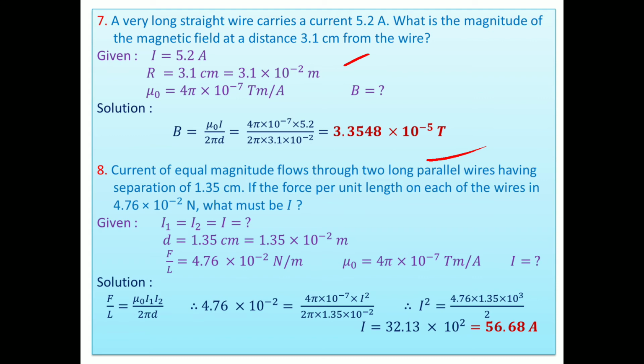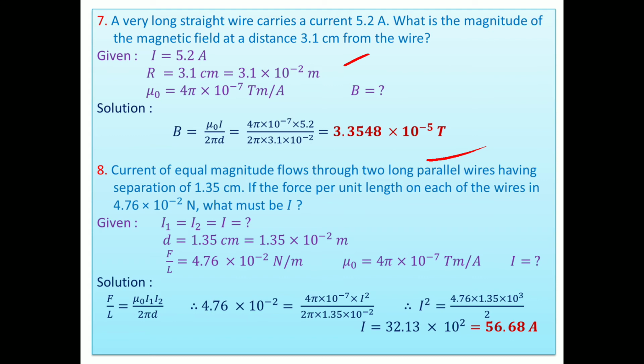Again, same numerical as the previous one. If the force per unit length of each wire is given, what must be the current? Same currents are there, I1, I2 equal to I, to be calculated. Distance of separation is given 1.35 centimeter, means 1.35 into 10 raised to minus 2 meter.